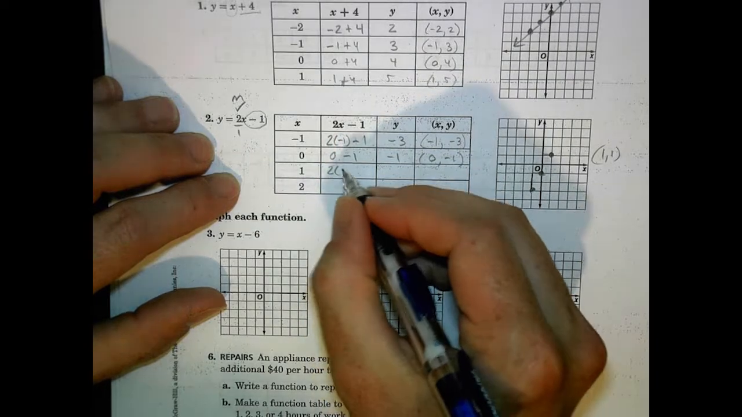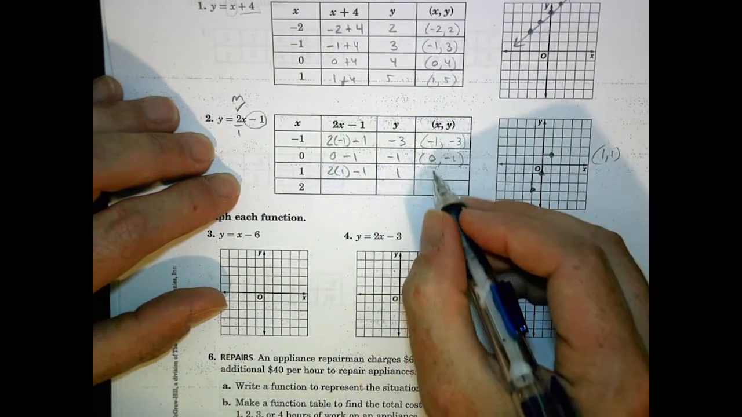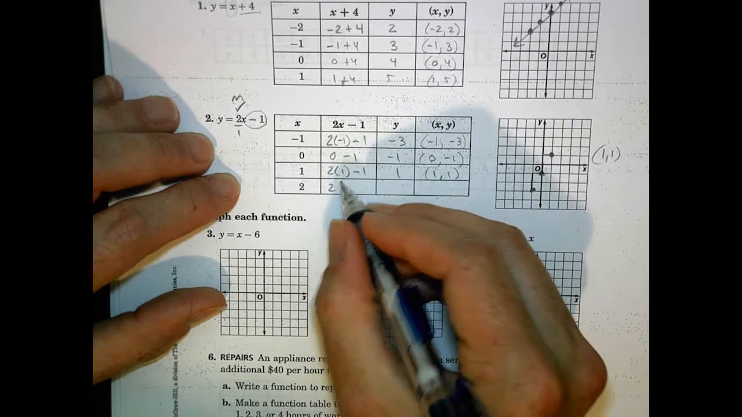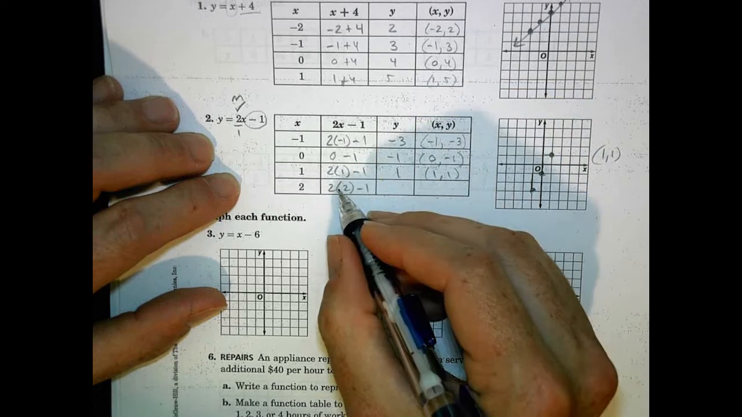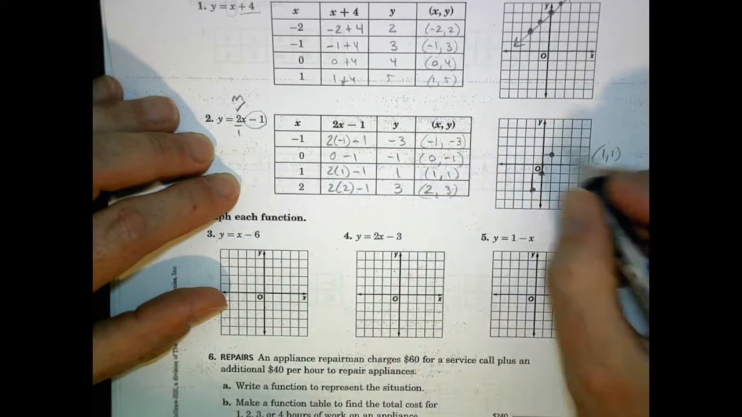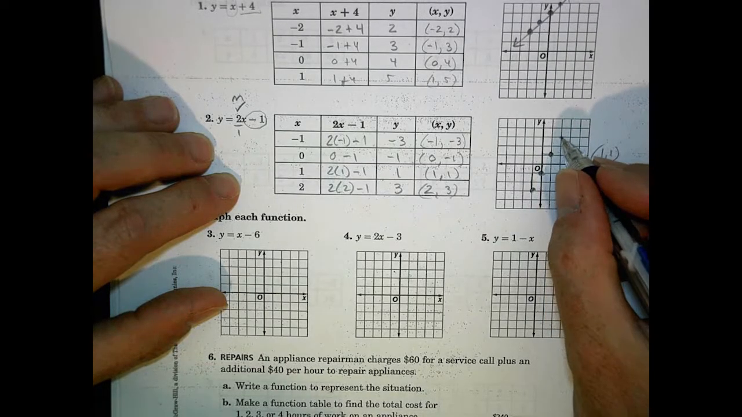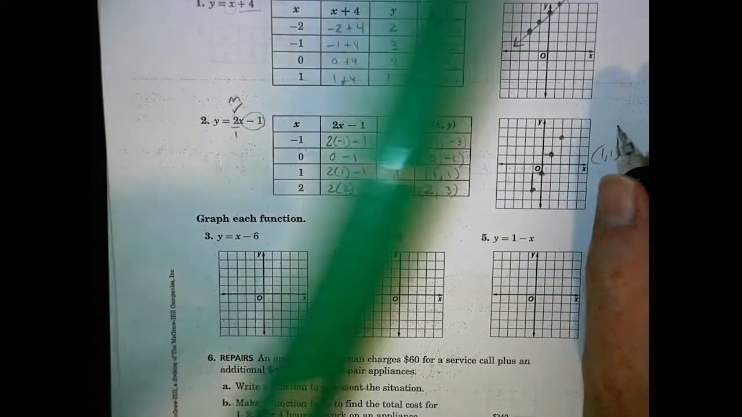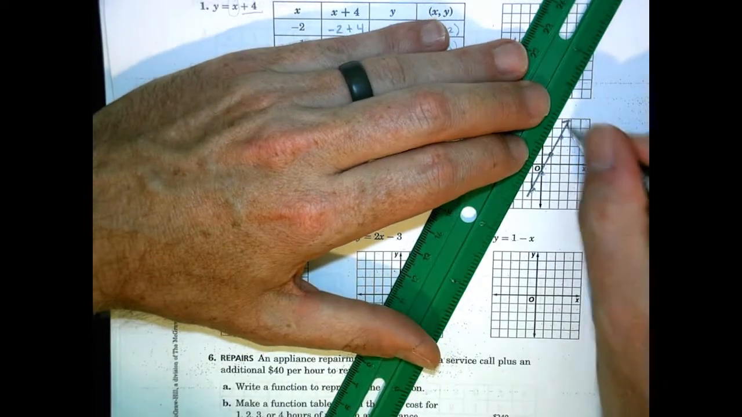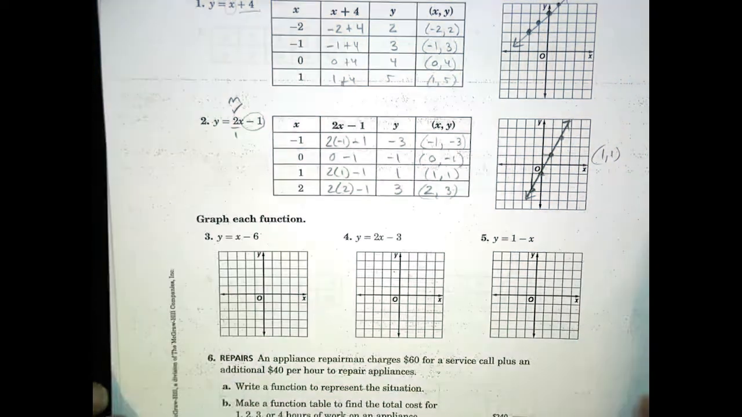So we have 2 times 1 minus 1. That's 2 minus 1, which is 1. And indeed our next point is 1 comma 1. And our last point is 2 times 2 minus 1, which is 4 minus 1, which is 3. So we have 2 comma 3. We're going to connect our dots, make sure it all lines up, and draw our arrows. So that becomes our graph for the second one.